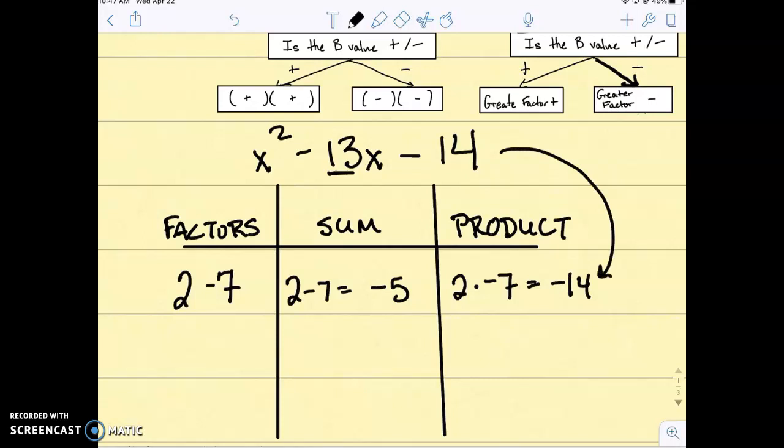That matches. Good job. Uh-oh. This does not match. So these are not the proper factors. Well, what else multiplies to give you 14? It's really easy.